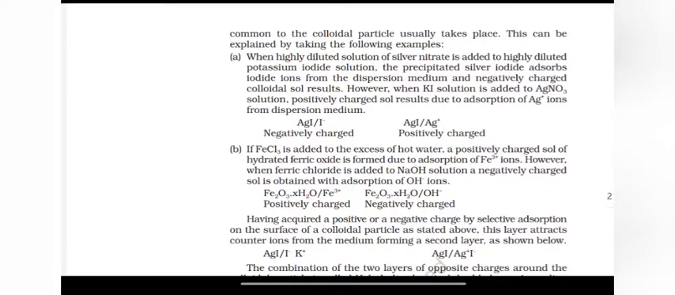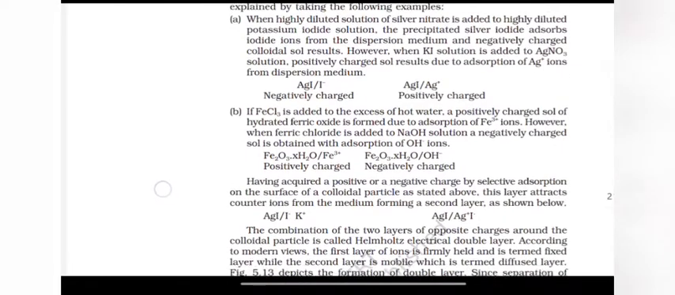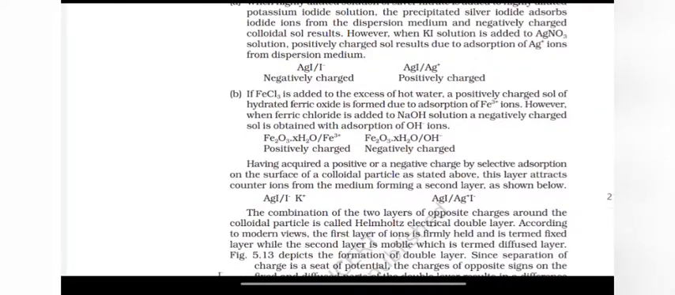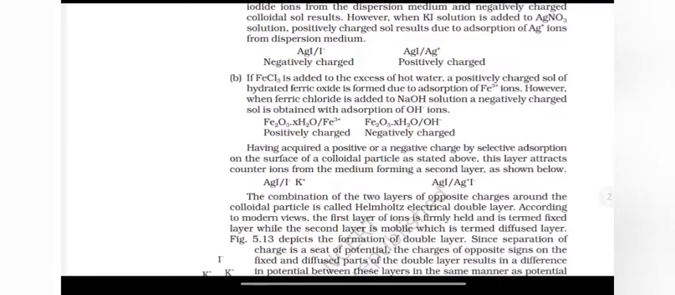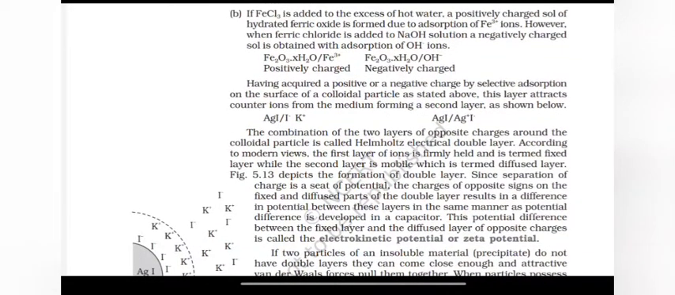When a highly diluted solution of silver nitrate is added into diluted potassium iodide solution, the precipitated silver iodide adsorbs iodide ions from the dispersion medium and forms negatively charged colloidal sol particles. However, when KI solution is added to AgNO3 solution, positively charged sols result due to adsorption of Ag+ ions from the dispersion medium. If FeCl3 is added to excess hot water, a positively charged sol of hydrated ferric oxide is formed due to adsorption of Fe3+ ions.